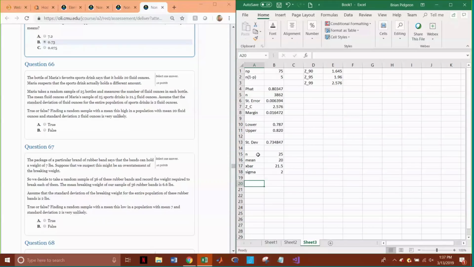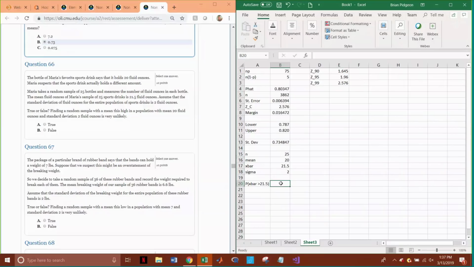So we want to know, finding a random sample with a mean this high in a population is unlikely. So we just want to know, what's the probability that we would get a sample mean of 21.5 or more? Let's just look at it in terms of probability. Now, in order to do this, we have to first calculate the standard deviation of the sampling distribution. So we calculate sigma divided by the square root of our sample size. And I'm just clicking. So we get our standard deviation is 0.4. And now we can just calculate this probability.